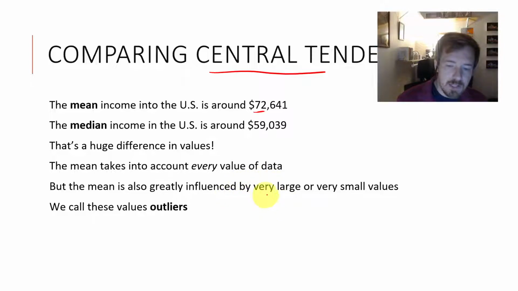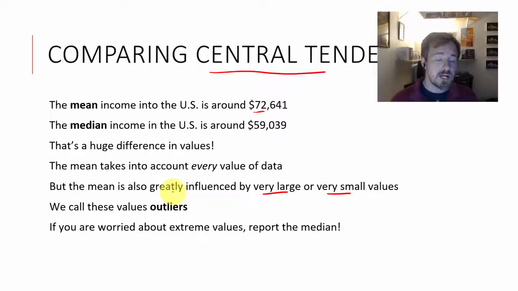Any kind of value that you have that's going to be very large or very small, we're going to call those outliers. Outliers is one of those terms that has kind of leaked into popular or mainstream conversation. So you may have heard it on the news, or when people talk about data or research, they talk about outliers. So outliers are going to be those extreme values. If you are worried that your data might have extreme values, then you usually want to go with the median.